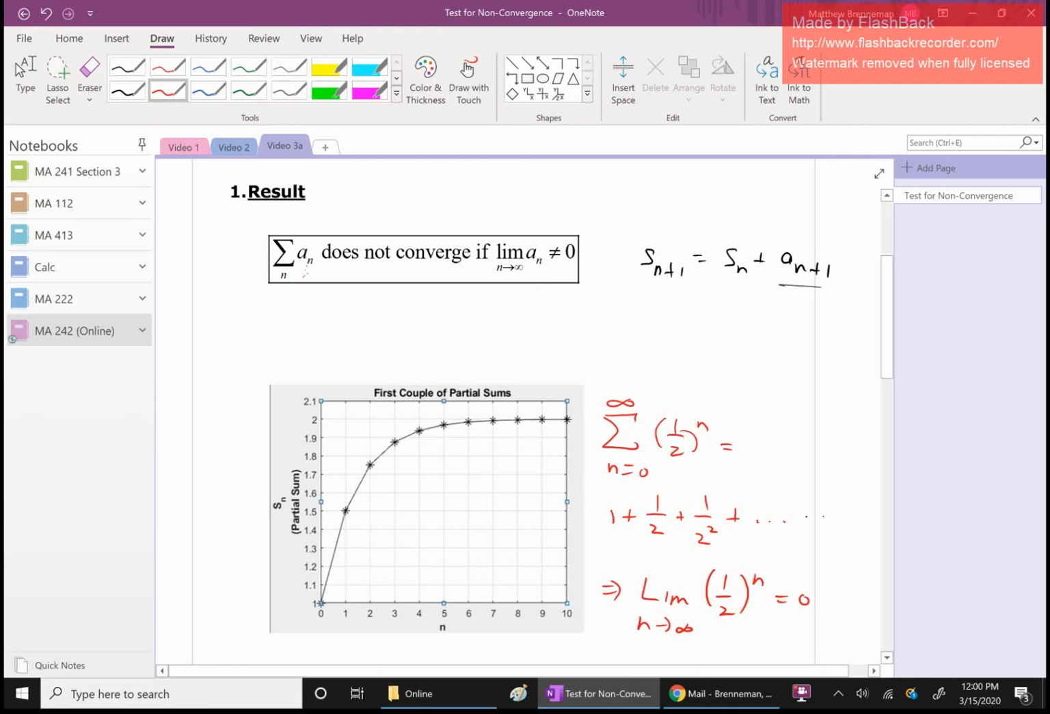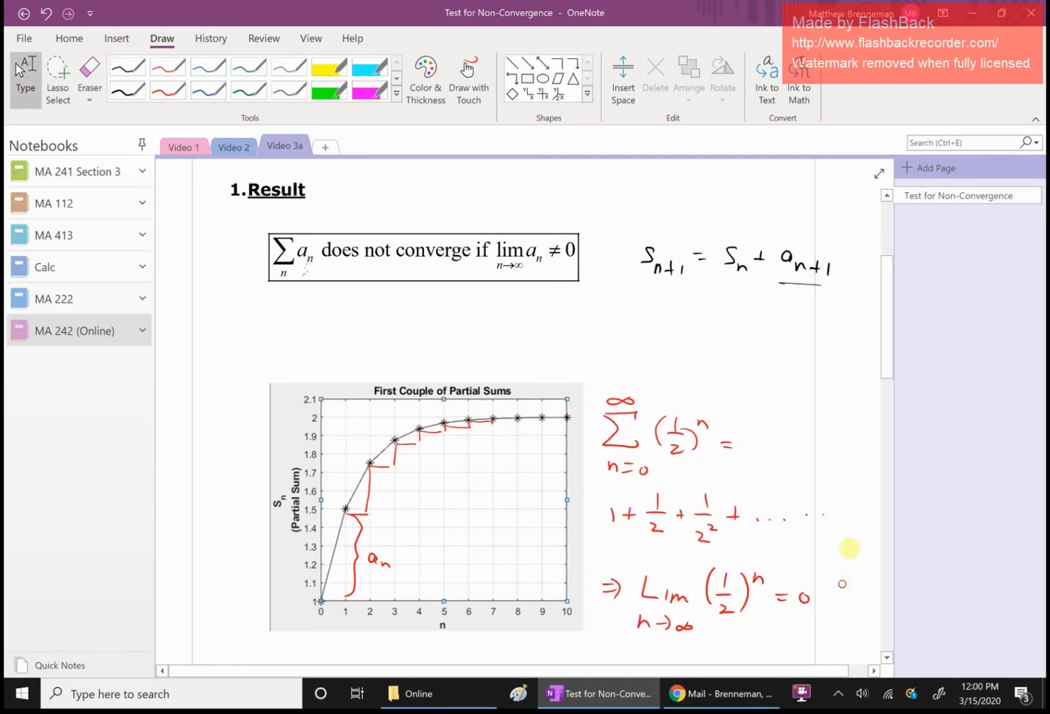And graphically we can see this. This jump right here between successive values in the partial sum is the value of a_n. And we can see that that value is getting closer and closer to 0. You can't even really draw it after a certain point, right?